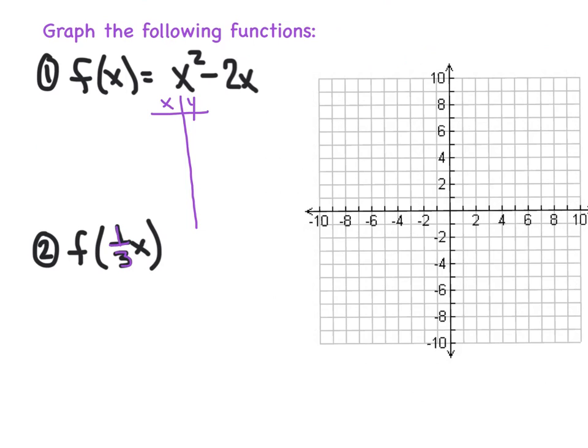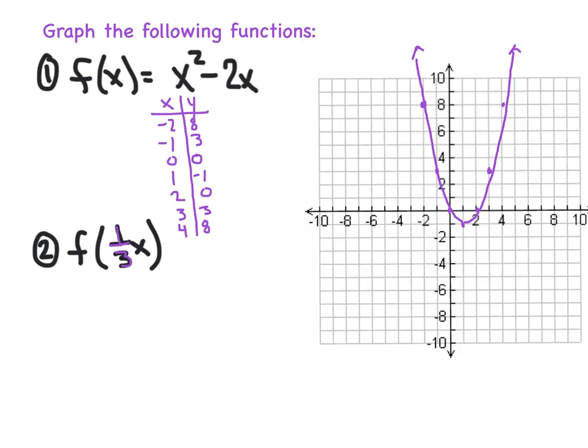So I'm going to use the calculator, and the calculator's giving me a table of values that looks like this. So we go 2, 0, 3, 3, 4, 8. And I'm going to plot those points and get this original parabola on paper. Now that I've got that on my graph paper, I'm really going to turn my attention to what impact f of 1/3 x has on that function.